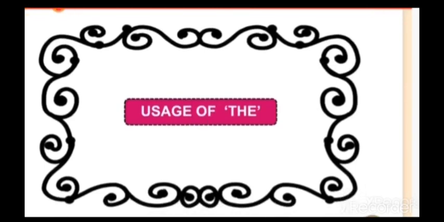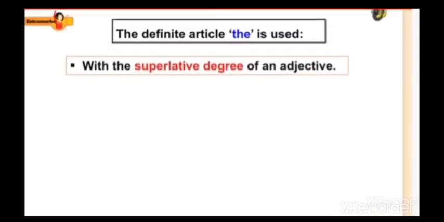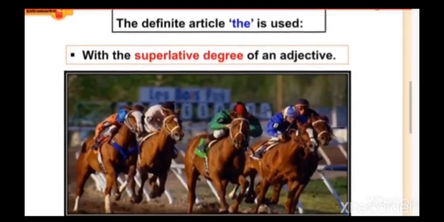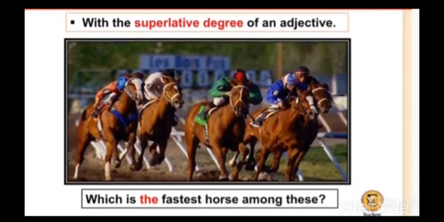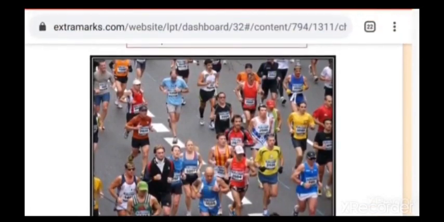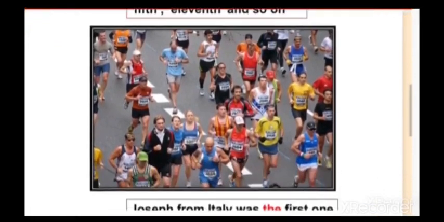In this module, we are going to study in detail the usage of the definite article the. The definite article the is used in the following cases. With the superlative degree of an adjective, analyze the example given below. Which is the fastest horse among these? The is used with ordinals such as 5th, 11th, and so on. Example, Joseph from Italy was the first one to finish the marathon.